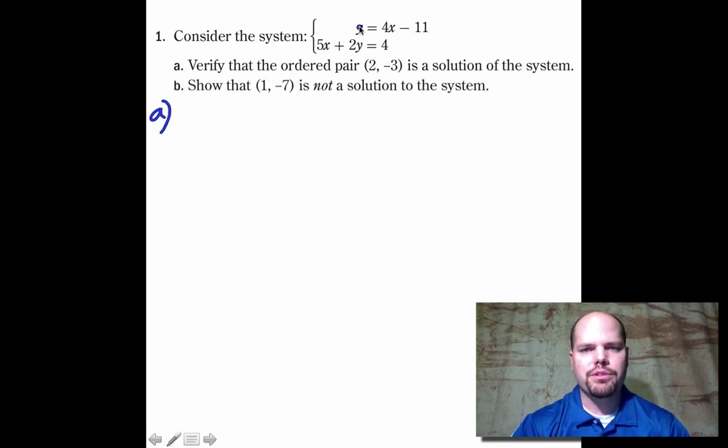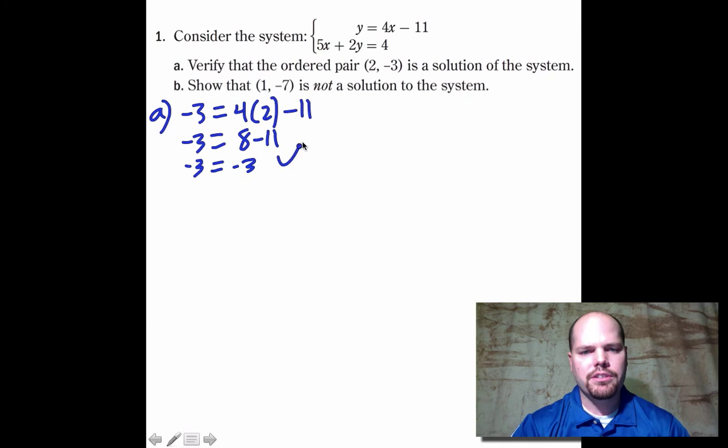2, negative 3. I'm going to check the first equation. Negative 3 equals 4 times 2 minus 11. That gives me 8 minus 11, and 8 minus 11 is negative 3. So it works in the first one.